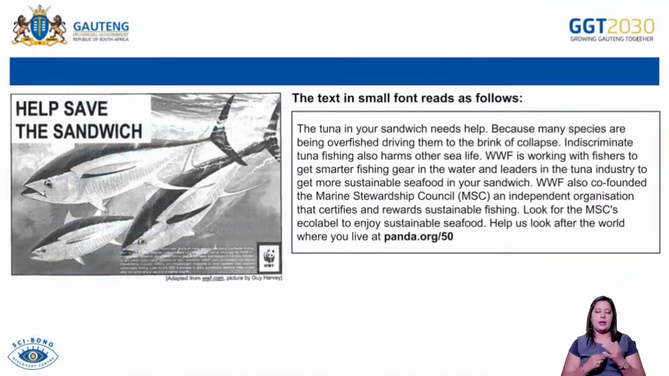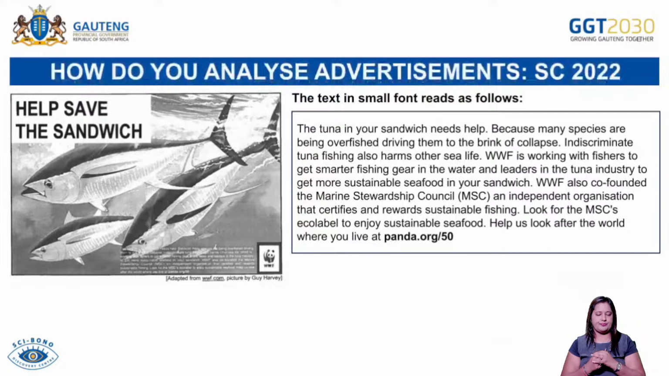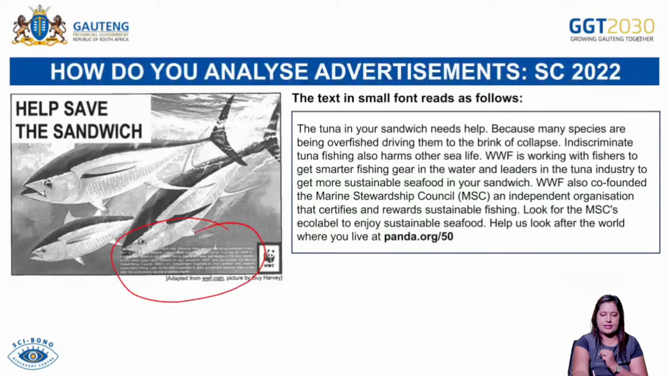Right. Then let's look at an example that appeared in an exam paper in 2022. "Help save the sandwich." And then there is this text written at the bottom, on the side of your screen. Notice here we've got WWF, which is obviously the World Wildlife Federation that's dealing with endangered species. Okay, right. So the small text reads as follows: "The tuna in your sandwich needs help because many species are being overfished, driving them to the brink of collapse. Indiscriminate tuna fishing also harms other sea life. WWF is working with fishers to get smarter fishing gear in the water and leaders in the tuna industry to get more sustainable seafood in your sandwich."